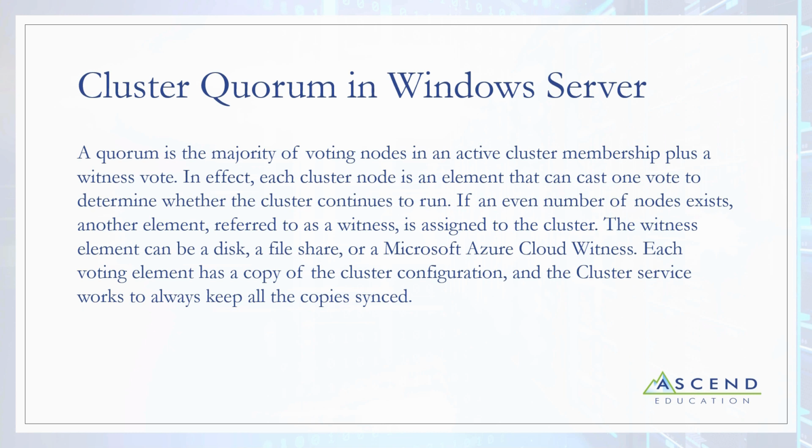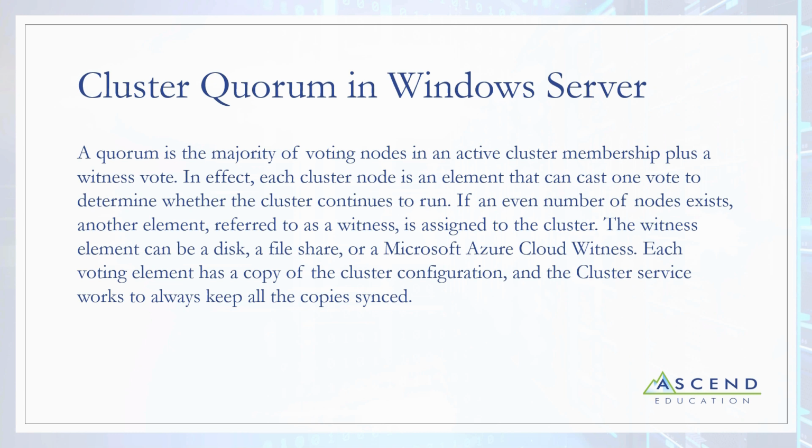So what happens is if you have, say, an even amount of server nodes, let's say you have 4 server nodes, and they can't decide as to who's in charge of providing an application to a client that's connecting into the cluster, then you have this cluster quorum, which is going to use what's called a witness. And a witness can be several different things: a disk, a file share, you can use an Azure Cloud witness, and it's going to break the tie.